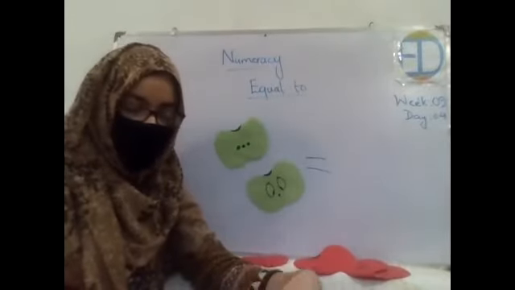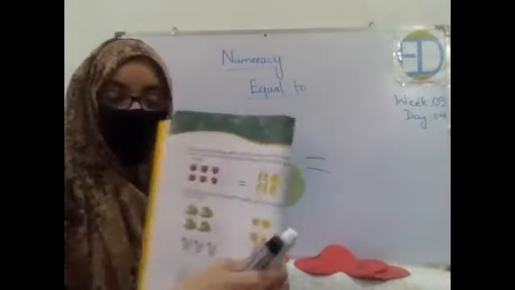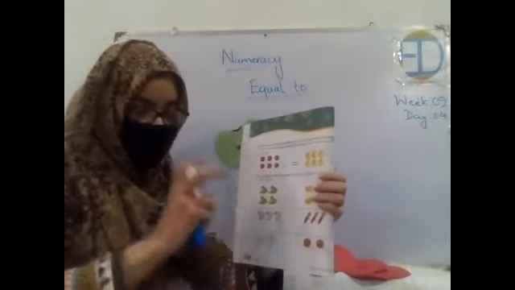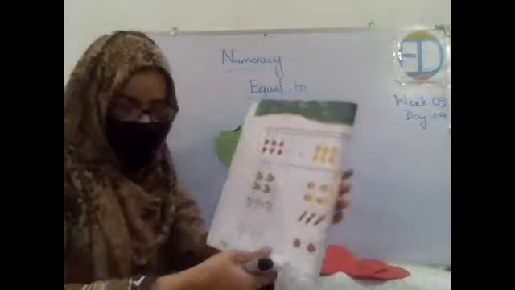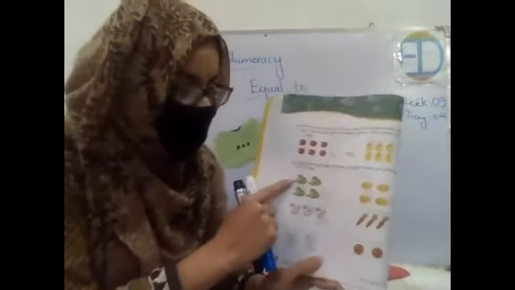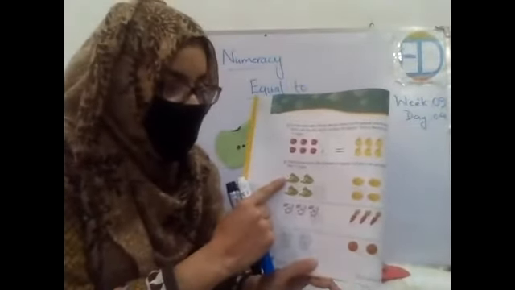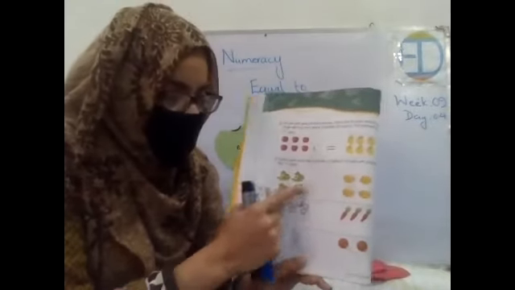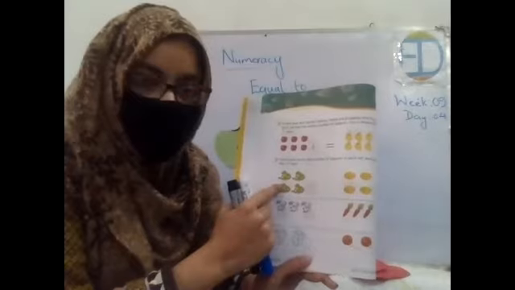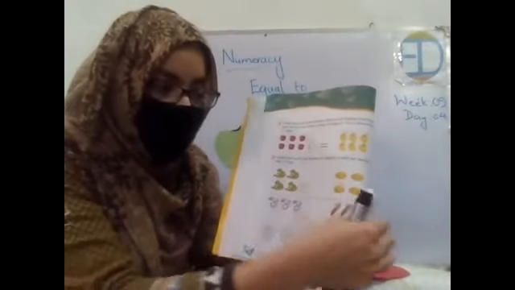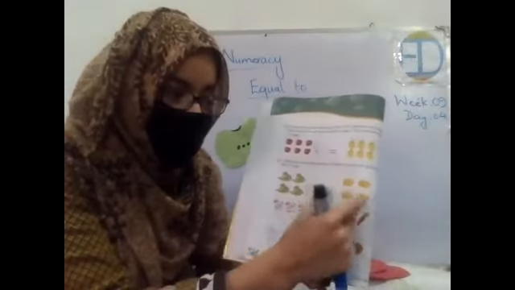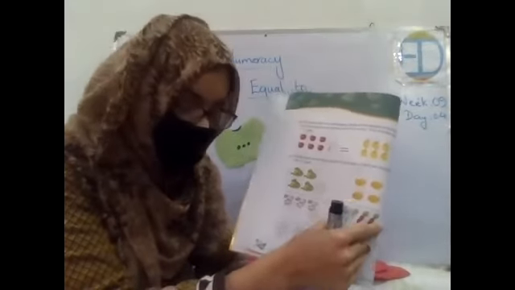Got it? Now look in your book, on both sides different objects are drawn, and you are supposed to mention whether they are equal to each other or not. So see, it says count and write the number of objects in each set and then the equal to sign. On one side you have turtles. How many turtles are there? 4. And on the other side you have a snack. So 4 equals 4, right?